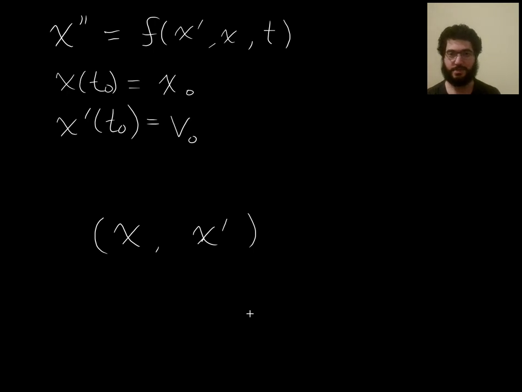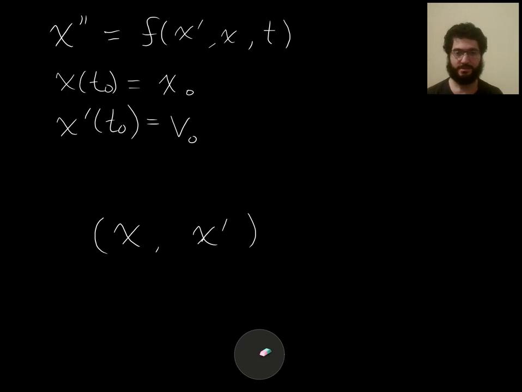So, for example, if you're interested in tracking the motion of a particle, then to describe its state in a way that allows you to make predictions, you wouldn't want to just know the position of the particle, you would also want to know how fast it's going. Hopefully that's kind of intuitive.